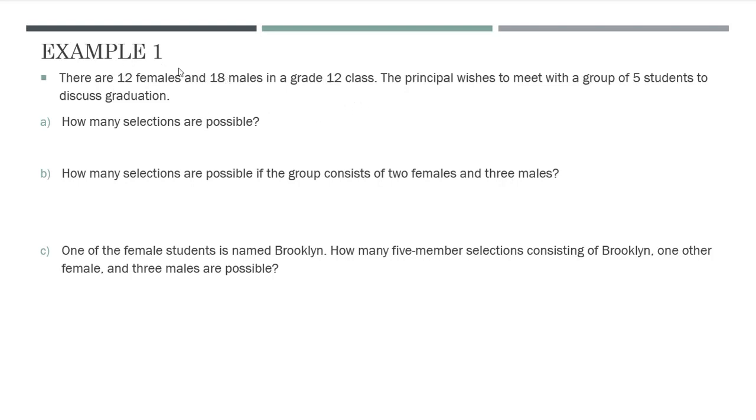There are 30 possibilities, so 12 plus 18. So I've got 30, and then 30 choose 5. Now I could throw that into my calculator right now.